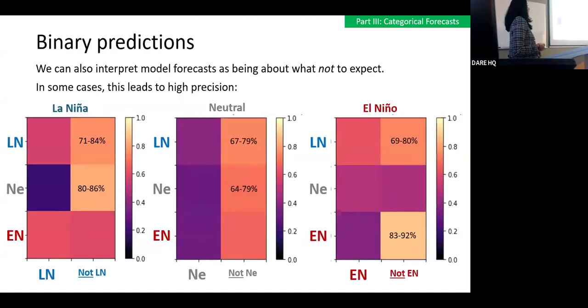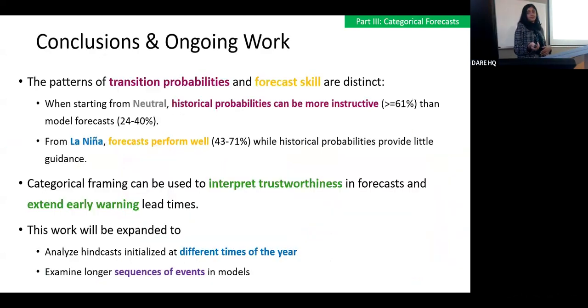You can also look at, instead of using 3 categories for your forecast, just 2 categories where you say, will it be a La Niña or not a La Niña? Will it be neutral or not neutral? And that actually becomes something that has pretty significant skill in some situations. And again, this is something that we're not looking at currently, but would be very useful for a stakeholder that cares about whether it's going to be a wet or a dry year.